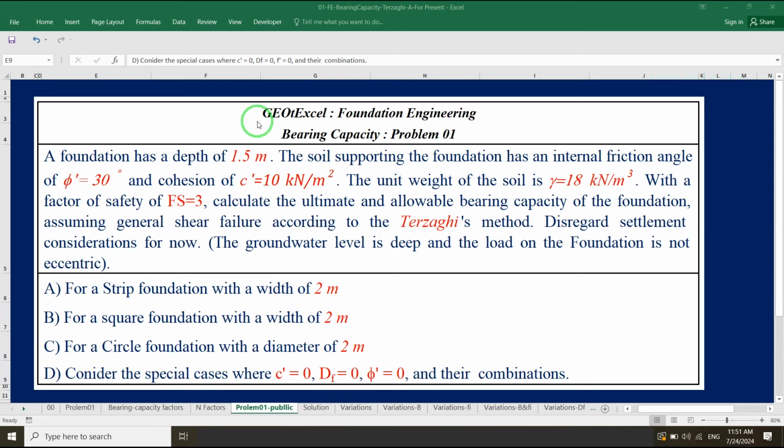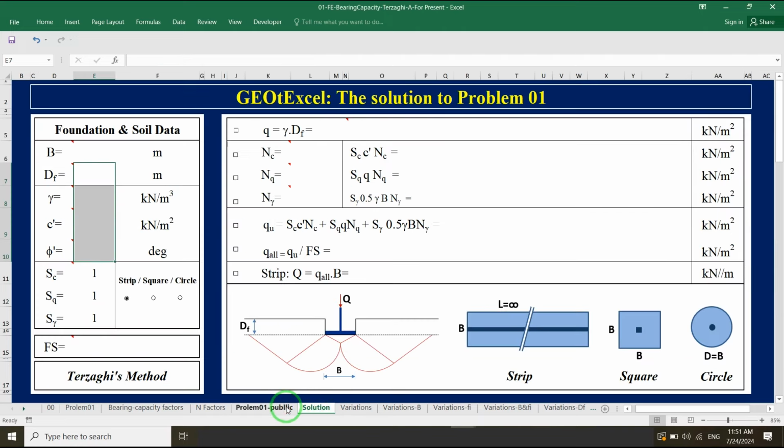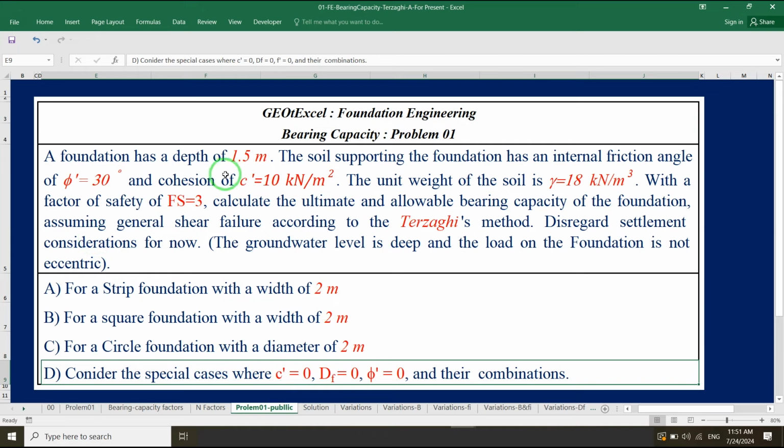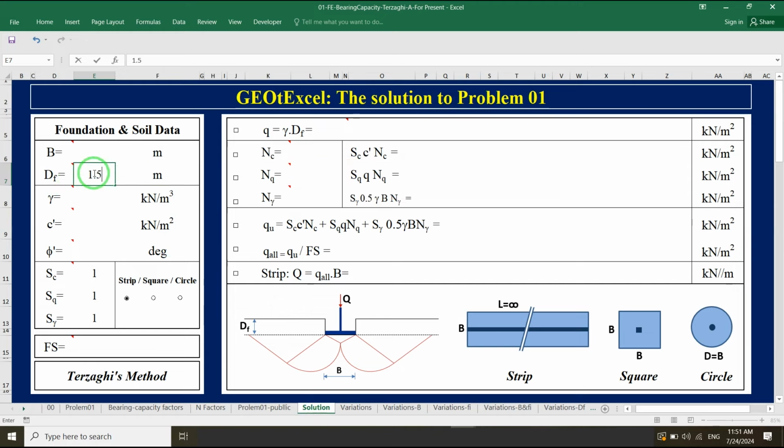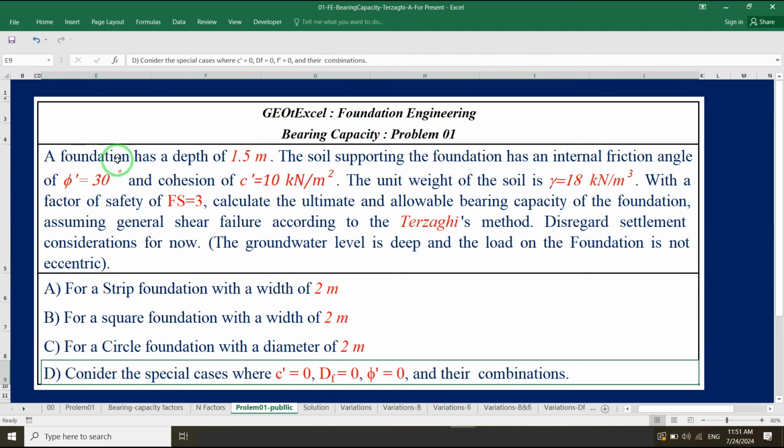GEOtExcel, Geotechnical Excel Spreadsheets, Foundation Engineering, Bearing Capacity Problem 1, Problem Sheet and Solution Sheet. A foundation has a depth of 1.5 meters. In the Solution Sheet, DF, the depth of foundation measured from the ground surface, is 1.5 meters. The soil supporting the foundation has an internal friction angle of 30 degrees and cohesion of C' equals 10 kN per square meters.